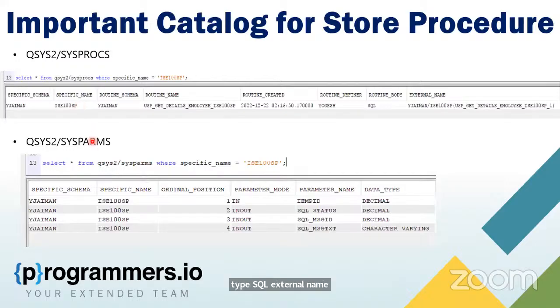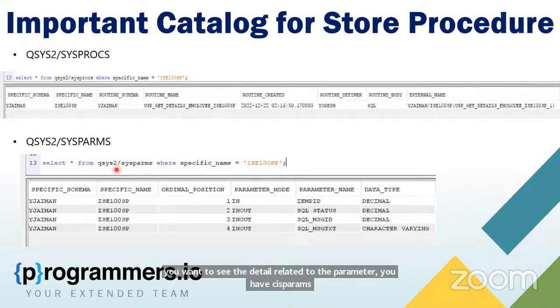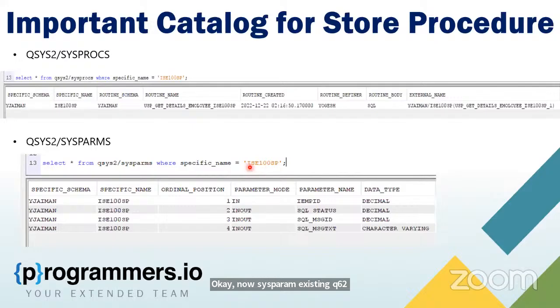If you want to see the details related to the parameters, you have SYSPARMS. Okay, now SYSPARMS exists in QSYS2, and I have provided the specific name. So this will give me the result related to the parameters: what is an input parameter, how many input parameters, and output parameters. All the details it will show me related to the parameters only.